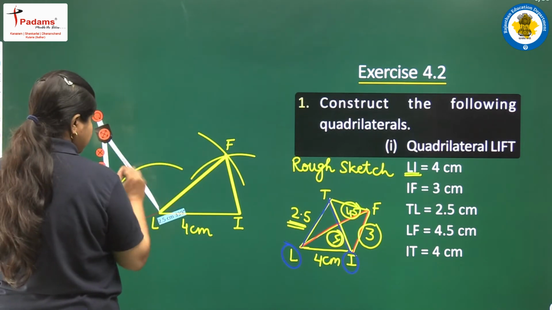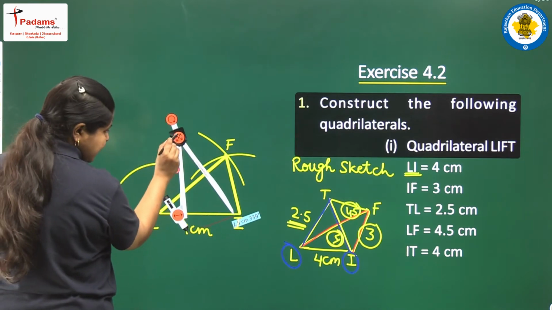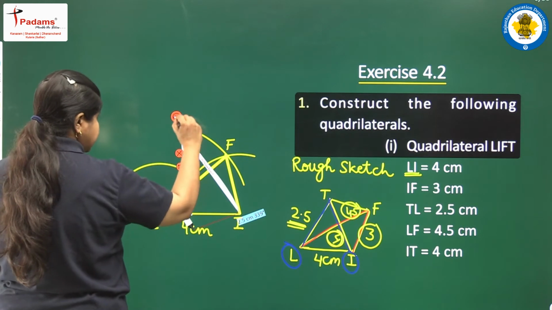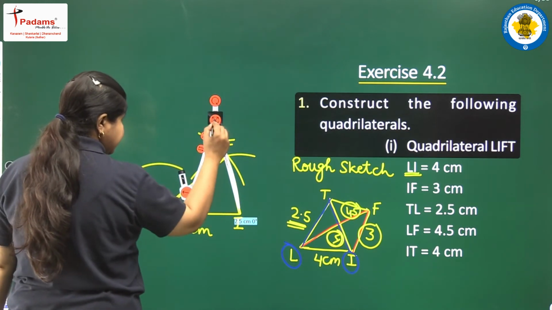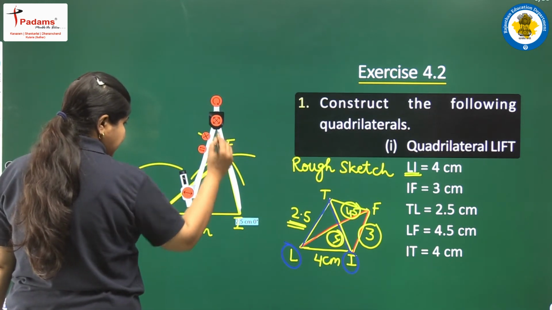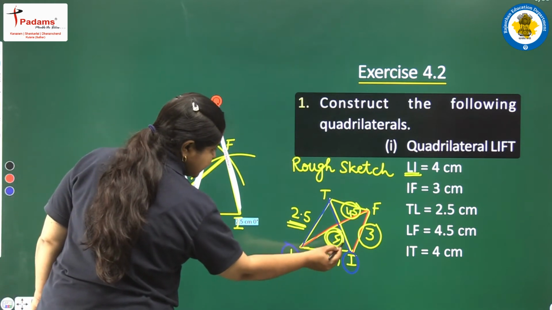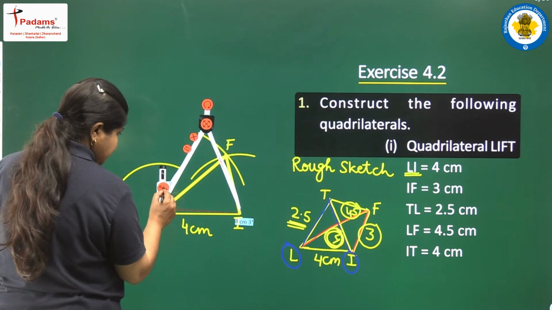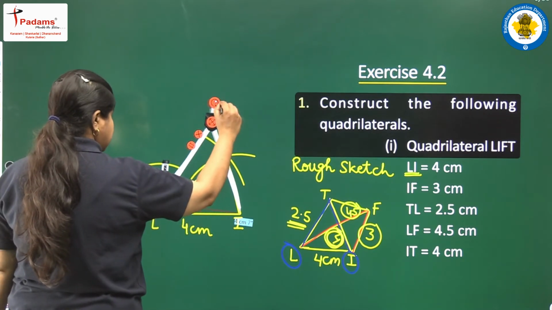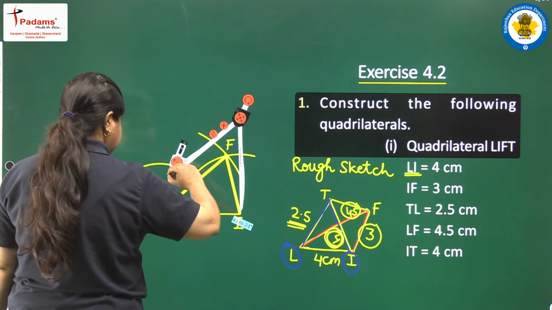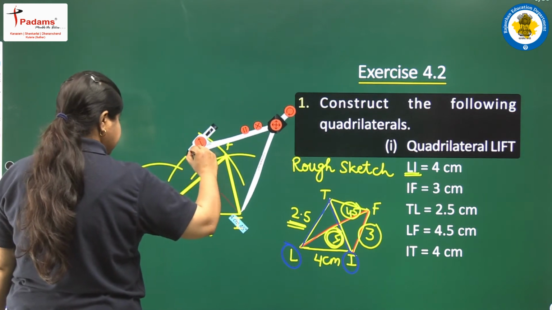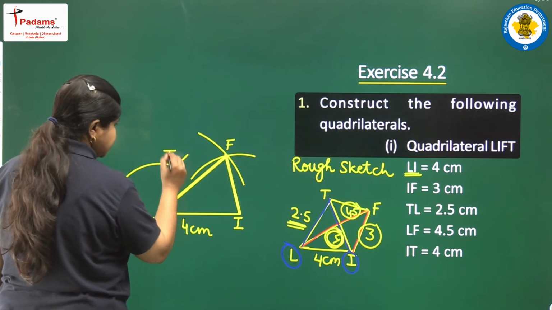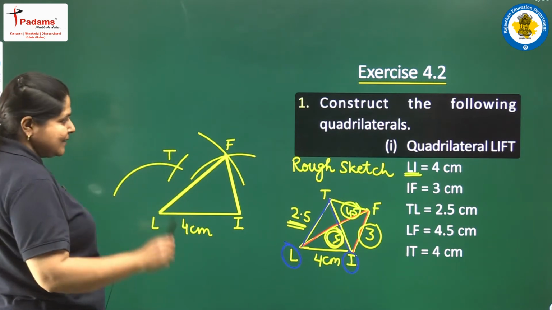Next, again we need to keep the pointed end at I. Keep it here. And what should be the radius again? It should be 4 centimeters as is visible here. So we will take it to 4 centimeter, and this is 4. Again we will draw one arc in this way. Yes, this point of intersection of the two arcs gives us the point T here.